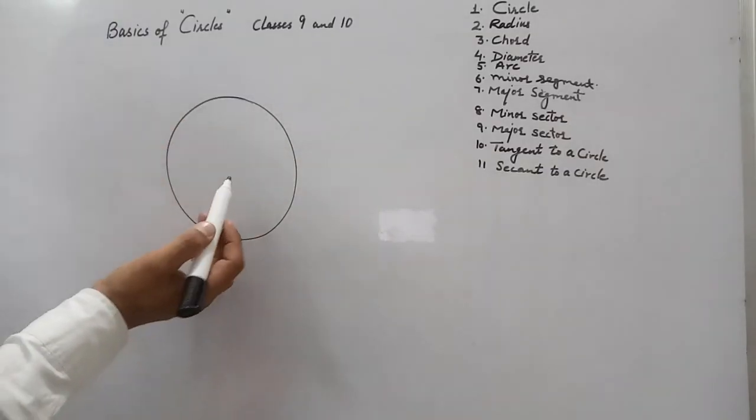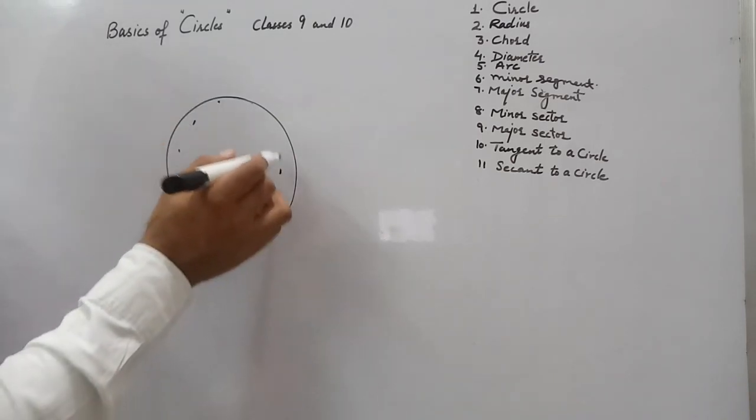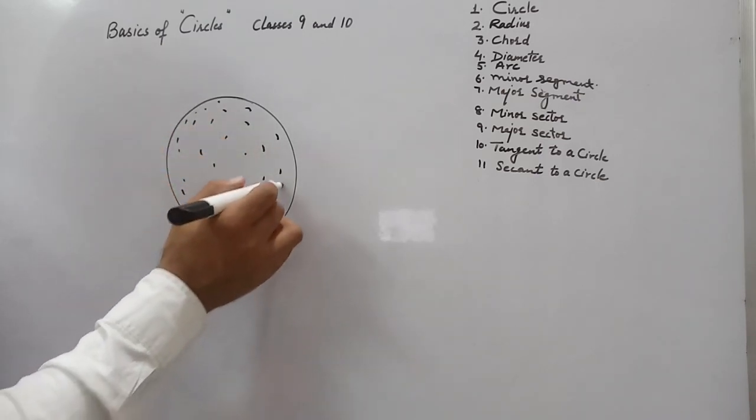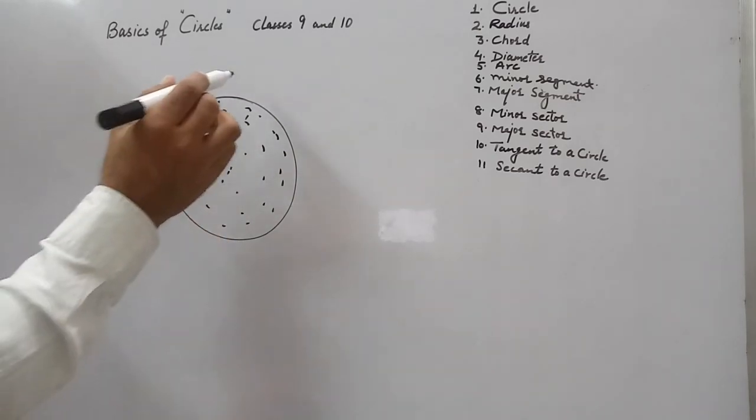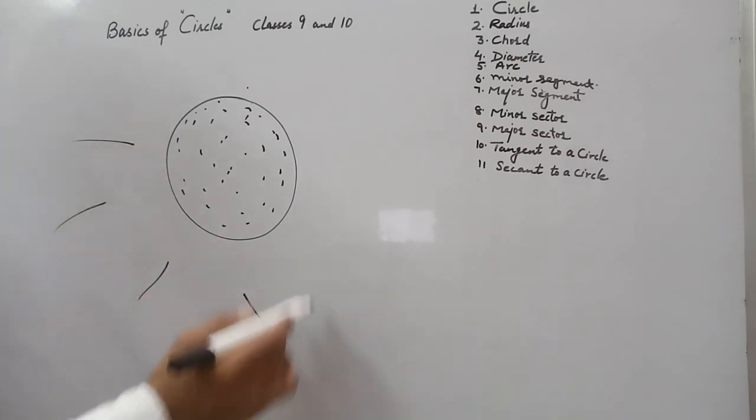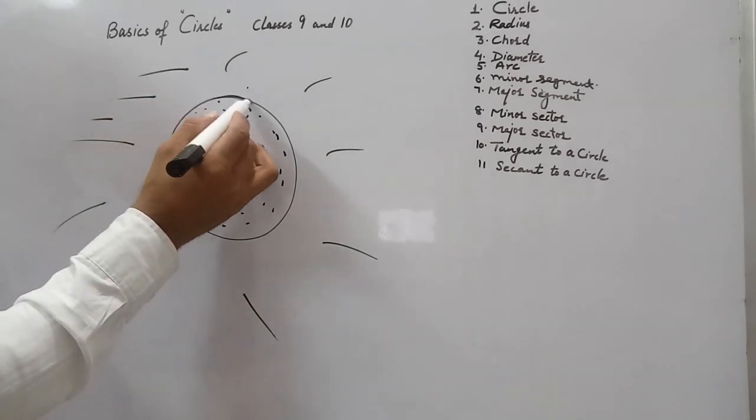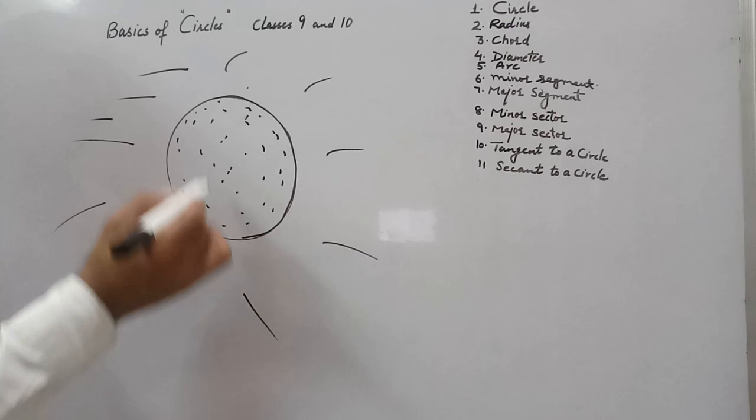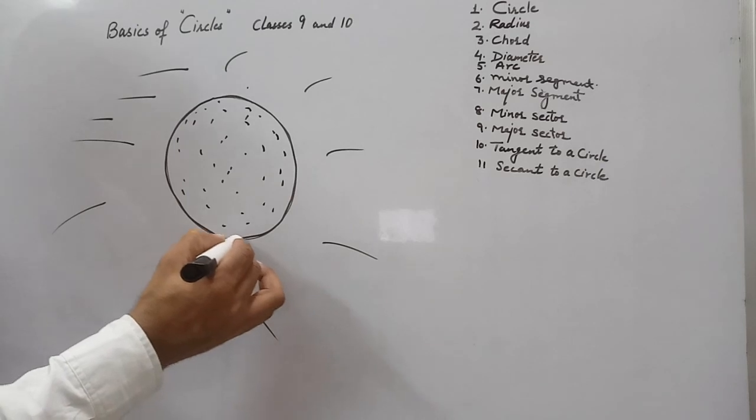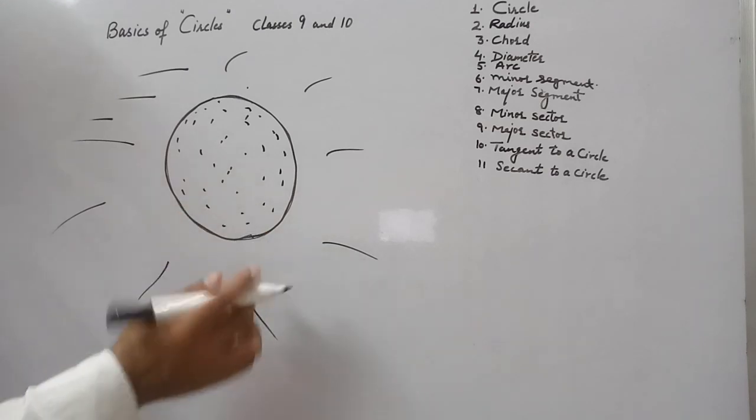This is a circle. A circle divides the plane into 3 parts. This is the interior of the circle, which is inside the circle. The area which is inside the circle is called the interior of the circle, and the part of the plane which is outside the circle is called the exterior of the circle. And this is on the circle. The interior of the circle along with the circle itself is called the circular region. The circle and its interior is the circular region.